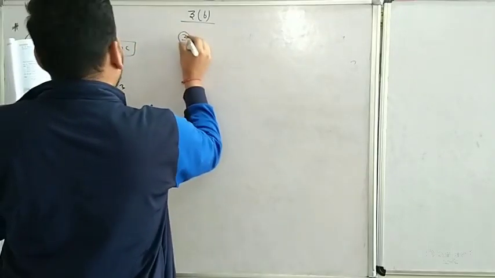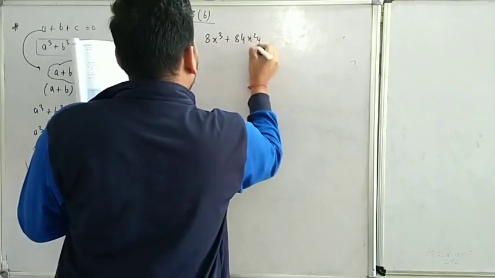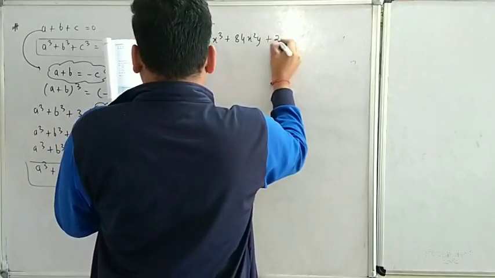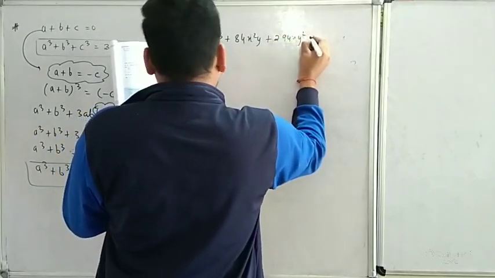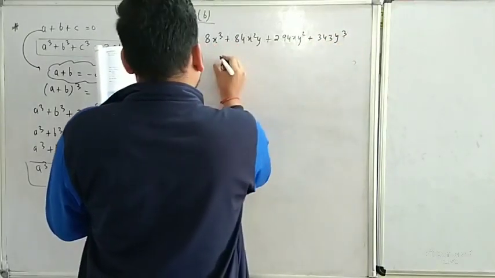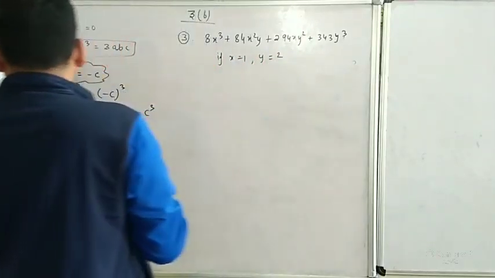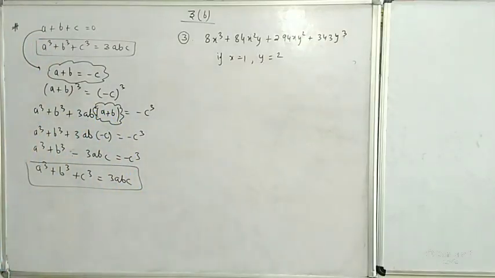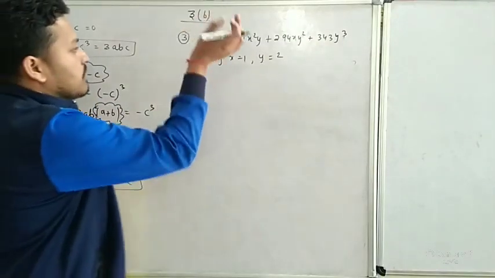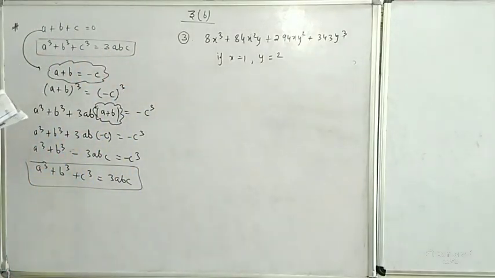Now this is the turn of question number 3: 8x cube plus 84x square y plus 294xy square plus 343y cube, if x is equal to 1 and y is equal to 2. This is our formula question. We have to calculate the value, meaning find the final answer after substituting the values of x and y.